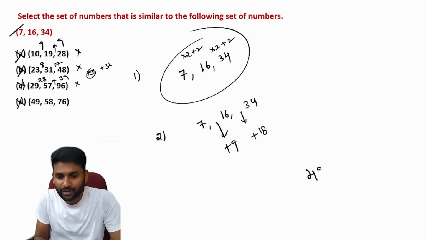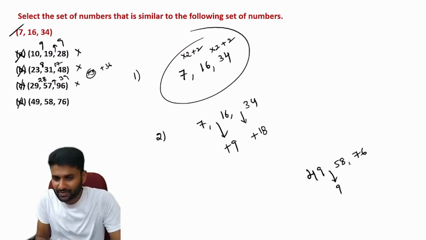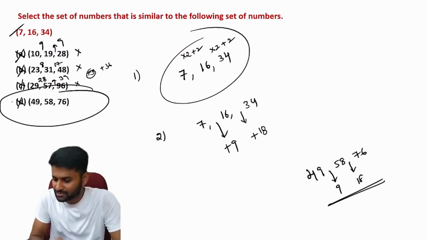So definitely 49, 58, 76 satisfy our condition, guys. Here the difference is 9 units, here the difference is 18 units, it exactly follows our condition. So D is the correct answer.